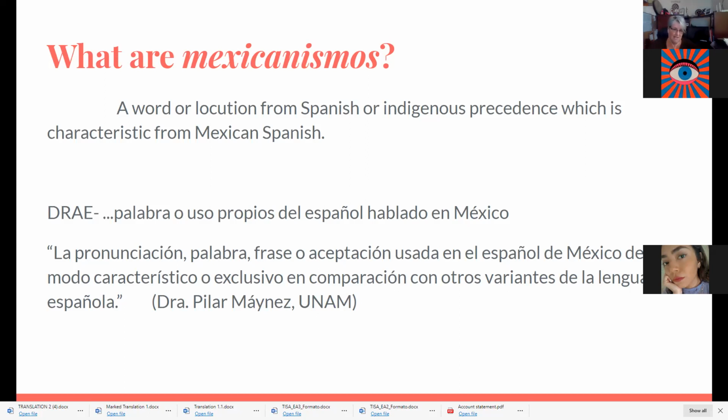We have words such as escuincle that we use instead of niño, banqueta instead of acera, miscelánea instead of pulpería, alberca instead of piscina or pileta.